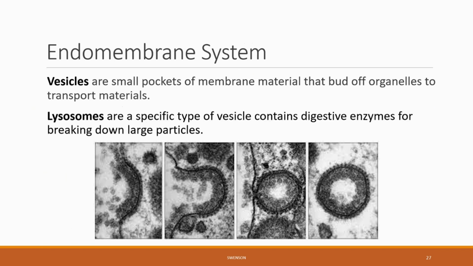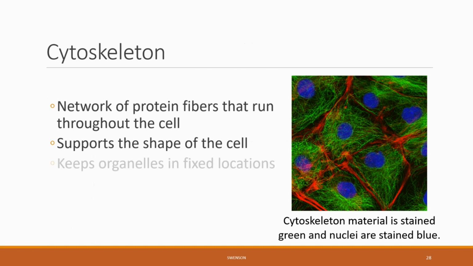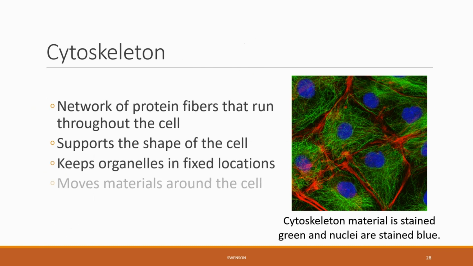Remember the term hydrolysis, which means to break water, with lysis and hydro? Well, lysosomes are a subset of vesicles that contain digestive enzymes for breaking down large particles. The cytoskeleton is a mesh of protein fibers that runs throughout the cell. It gives support to the shape of the cell, keeps organelles fixed to their locations, and is used as railways to transport material around the cell.